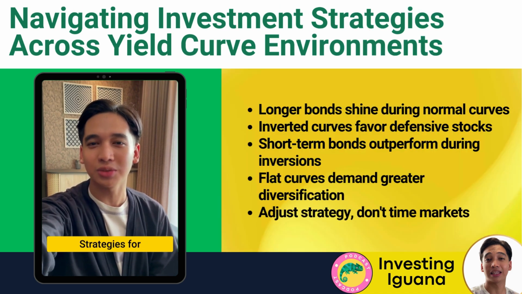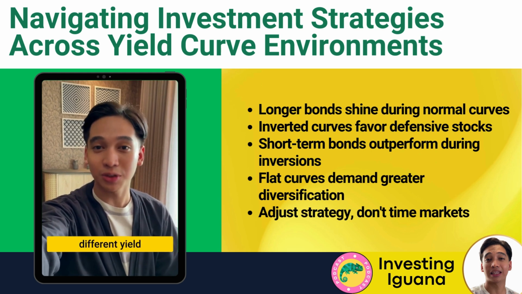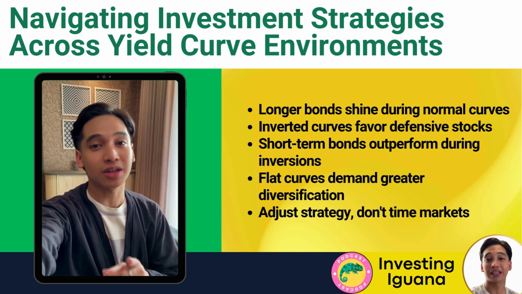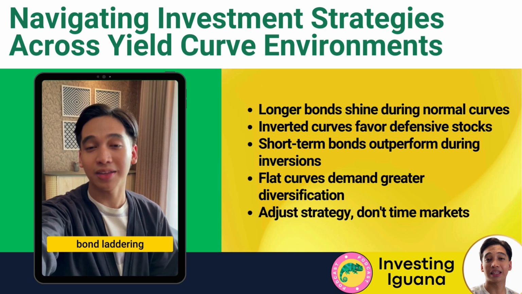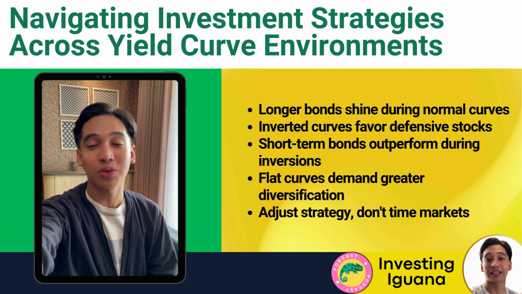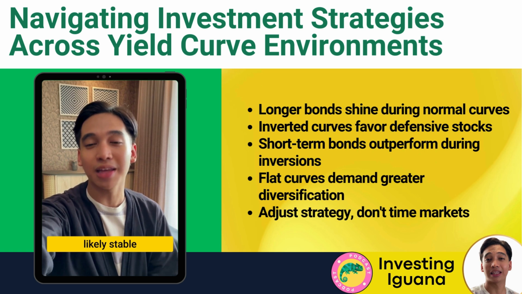Yield curve strategies for different market conditions. Let's talk about specific strategies for different yield curve environments. During a normal yield curve, consider longer-term bonds for higher yields. This is the time when traditional bond laddering strategies work well. You can maintain a balanced portfolio with growth-oriented stocks since economic conditions are likely stable.